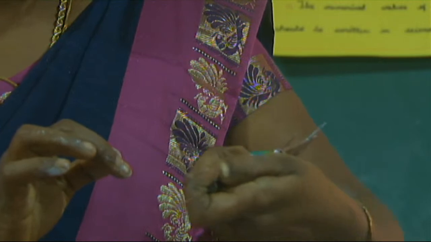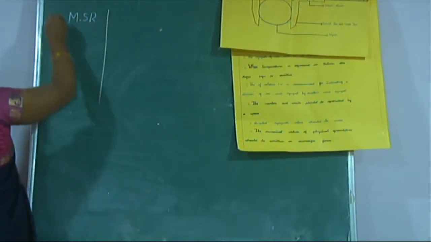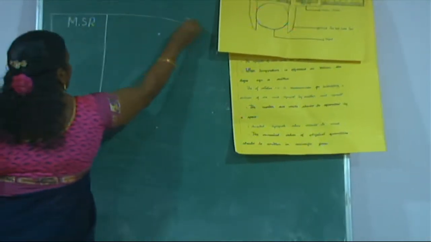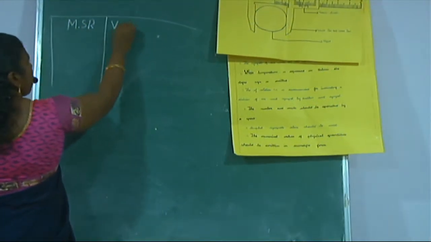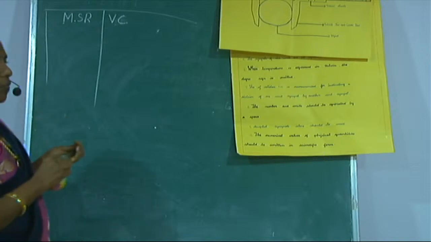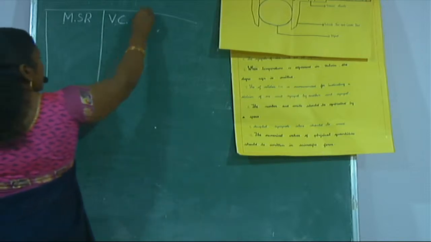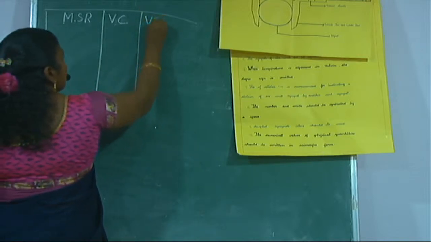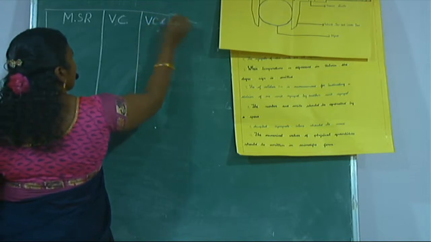So we will get 6 here. The main scale reading is 6. First we have to write the main scale reading, that is MSR. M means main, S means scale, R means reading. Next one, VC means vernier coincidence. Next line, VC into LC.